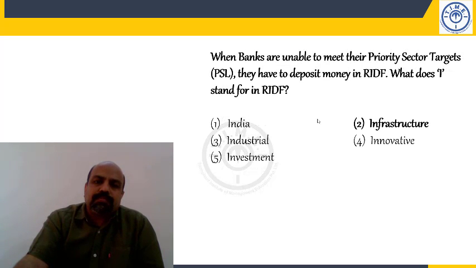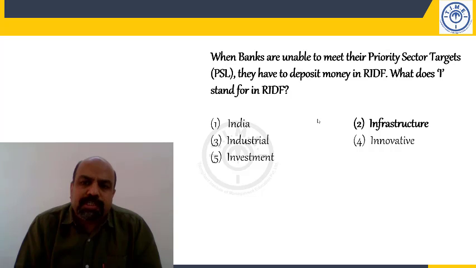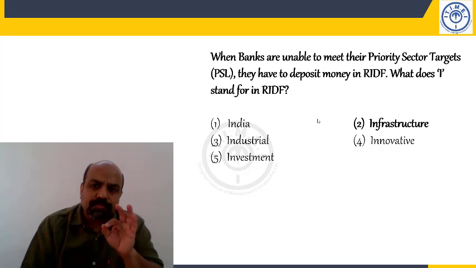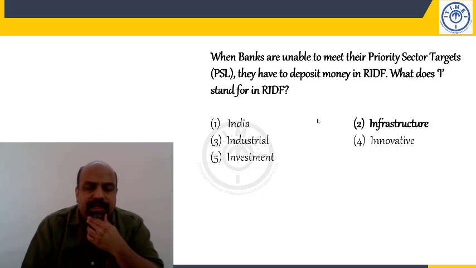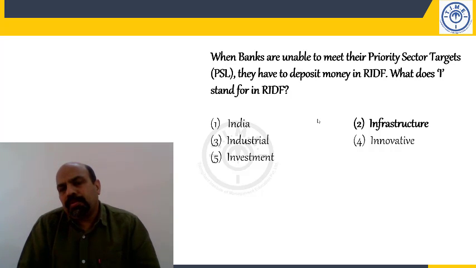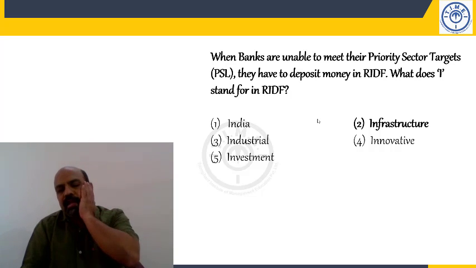When banks are unable to meet their priority sector lendings, they have to deposit their money in RIDF. What does the I stand for? Infrastructure. Rural Infrastructure Development Fund, run by NABARD.